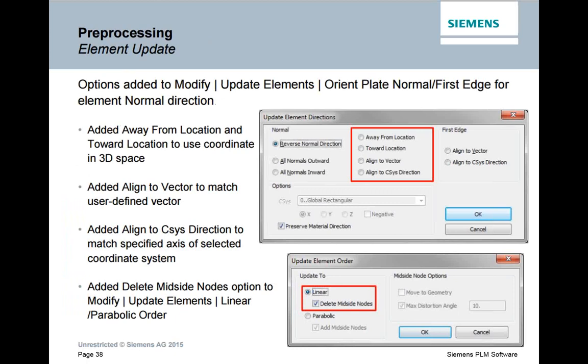So, pre-processing element updates. There are some options added to the modify update elements for their directions. There's a little more options for the way you can update an element direction there, and also for the order. If you are using or creating any parabolic elements, you can switch between those with options to delete the mid-side nodes.